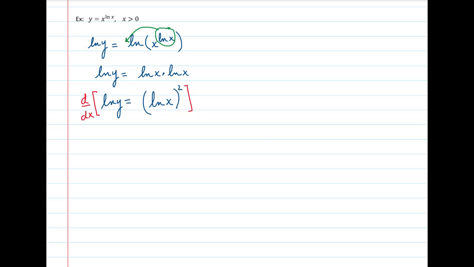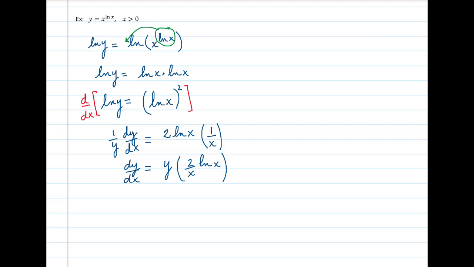Okay, and now, either way would have worked. I could have used the product rule, but since it's the same thing, I'm going to take advantage of the fact that I know how to do the chain rule to bring that 2 to the front, natural log of x, and then chain rule, derivative of the inside, which is 1 over x. Solving for dy dx, we get dy dx is equal to y times 2 over x, the natural log of x. And there we have it.